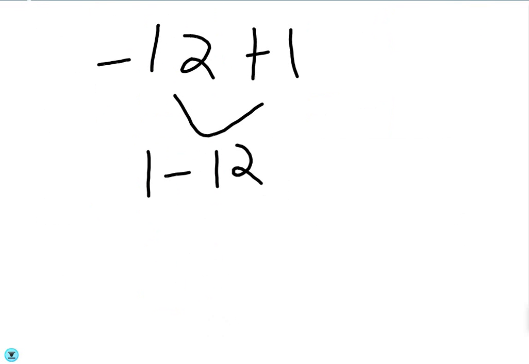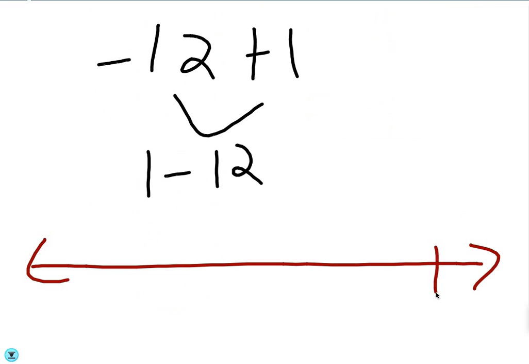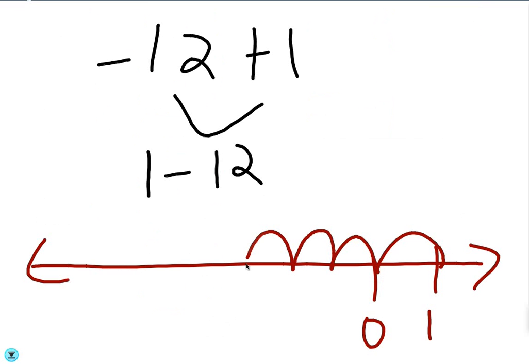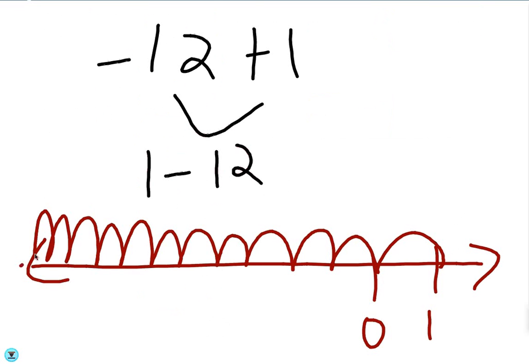All right, and you'd have to draw the number line again. You can already see that this one's actually going to be more complicated. You're starting at 1 here. Here's 0. And you're going back 12. 1, 2, 3, 4, 5, 6, 7, 8, 9, 10, 11, 12. You can see this one's more complicated.